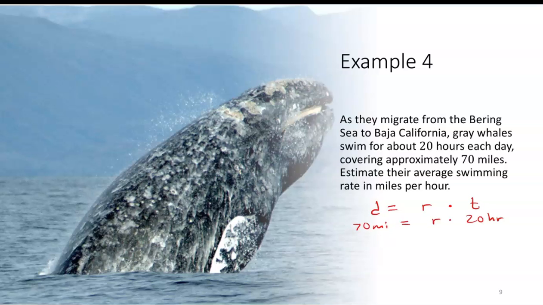So if I want to find R, I would divide both sides by 20 hours. And so what we have left is R is going to be 70 20ths, or 7 halves. Divide that in, it should be 3.5 miles per hour.